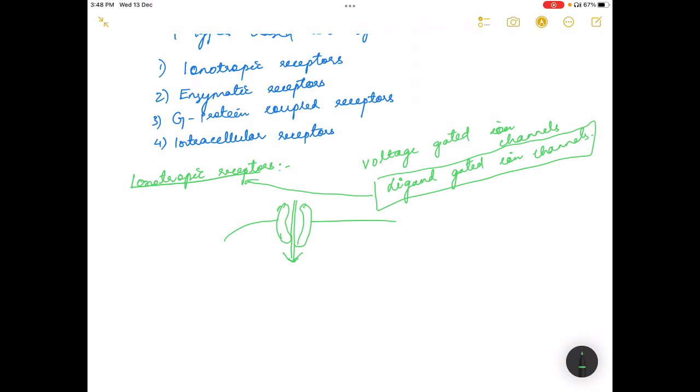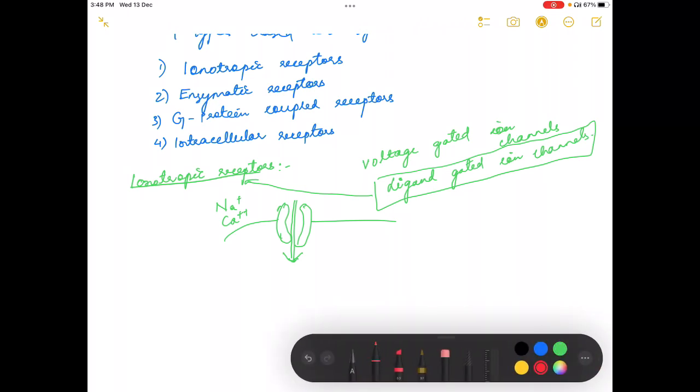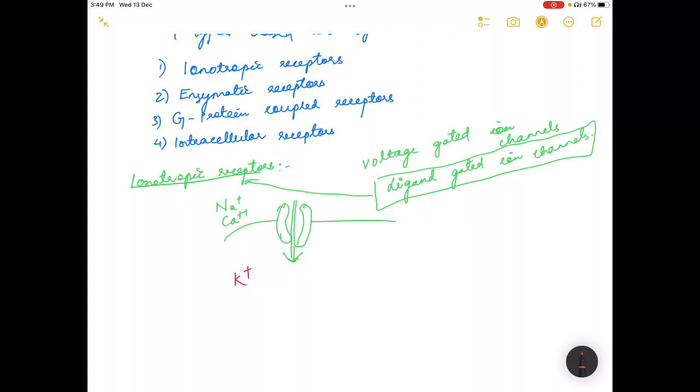So sodium and calcium, they are more outside the cell. Okay, so when the gate opens, they move inside of the cell, whereas the potassium is present more inside of the cell. So when the gate will open, the ion will move out of the cell. Now another thing to remember in the ionotropic receptor is that these are the fastest acting receptor. This is usually asked as a question, which is the fastest acting receptor out of the all four.